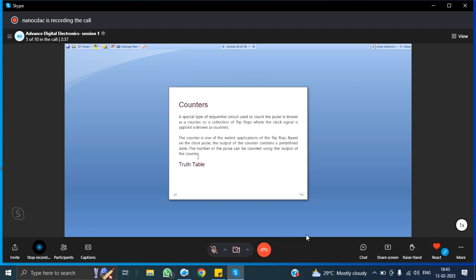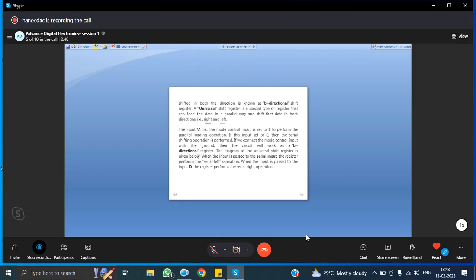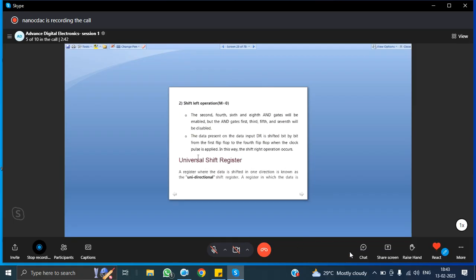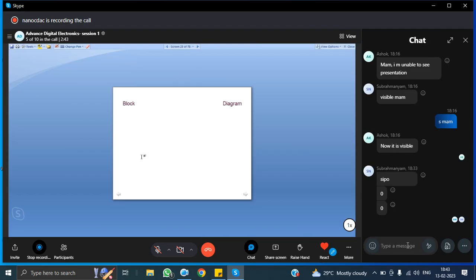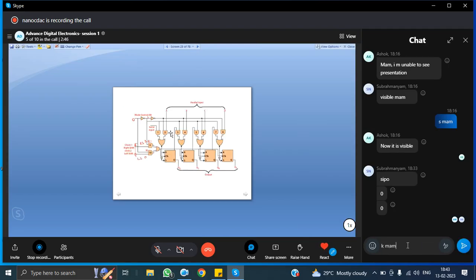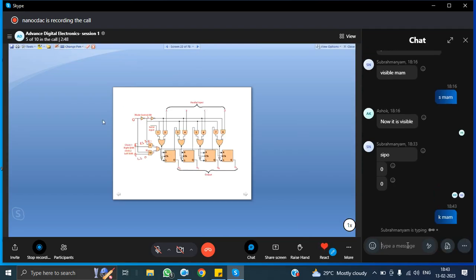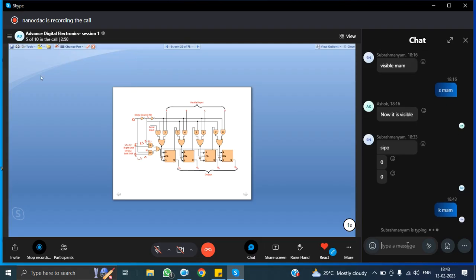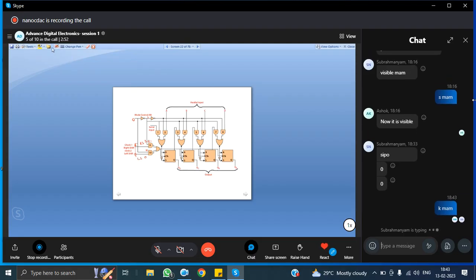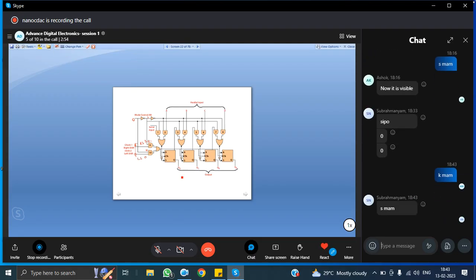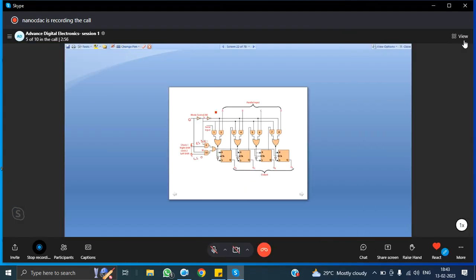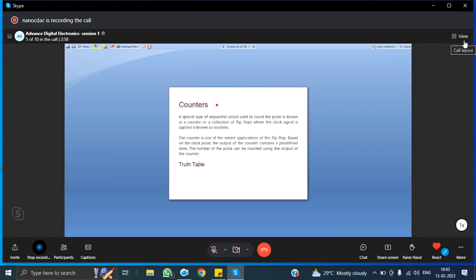Next one we'll see counters. My shift registers okay or not? You are satisfied or not satisfied? You tell me. Prashant, okay. And next, yeah. Check it once. It's very simple.